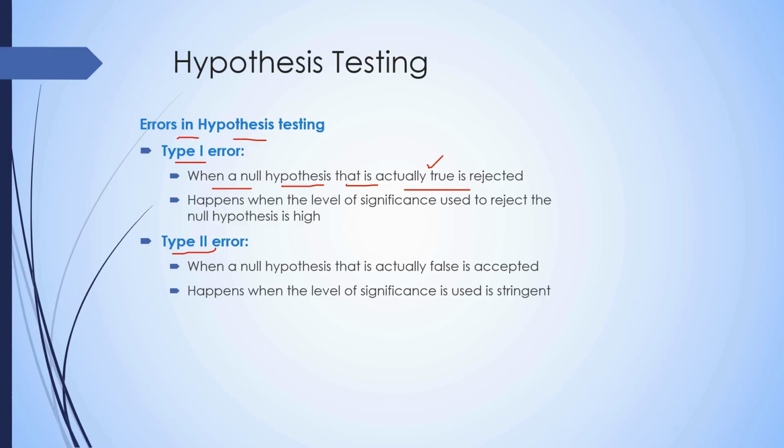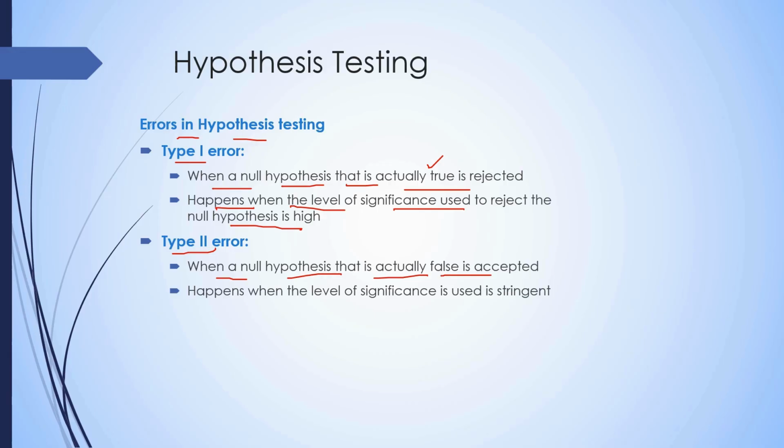error happens. Okay. So under what conditions does type 1 error happen? It happens when the level of significance used to reject the null hypothesis is high. If you're using a higher level of significance, there is a good chance that you end up with a type 1 error. Okay. Next, type 2 error happens when a null hypothesis that is actually false is accepted.